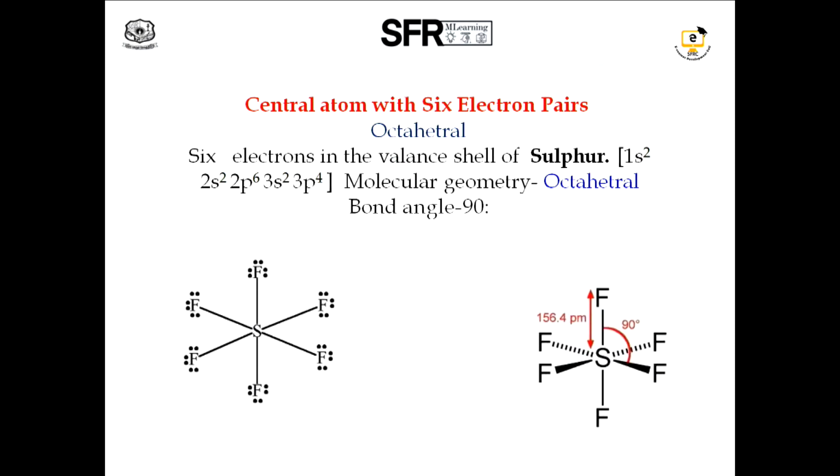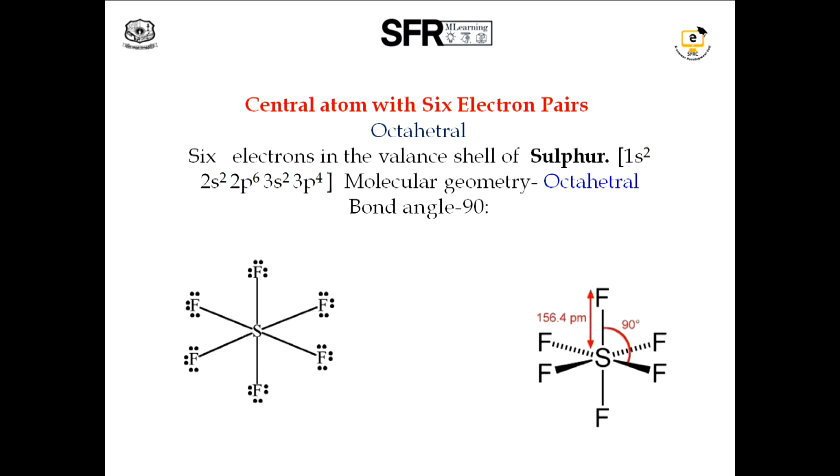The next example is a central atom with 6 bond pair electrons. We consider the example SF6. So we simply calculate the hybridization using the simple method. The valence electrons in the sulfur atom are 6. Then we have 6 neighboring atoms. The neighboring atom is fluorine.